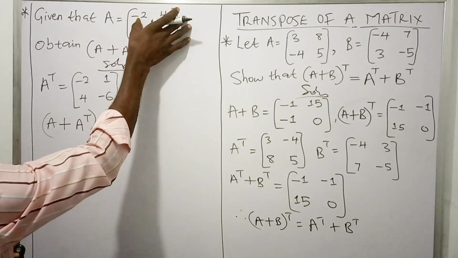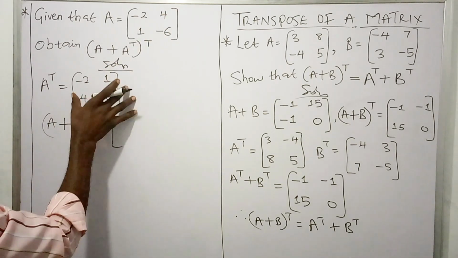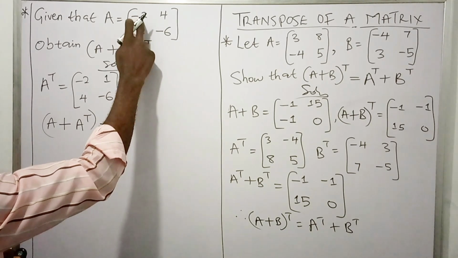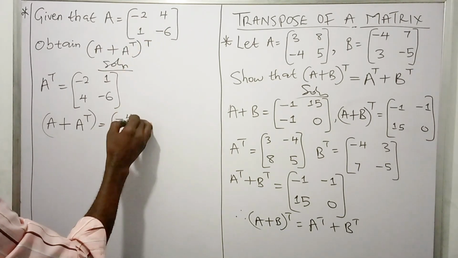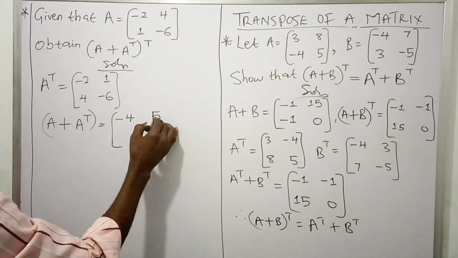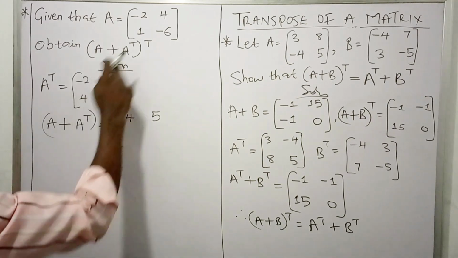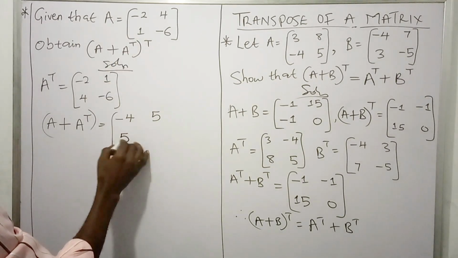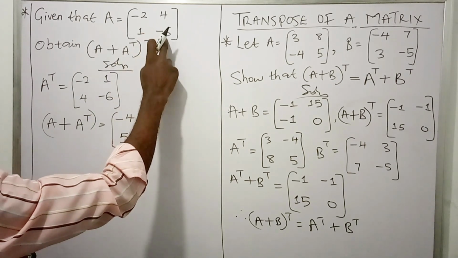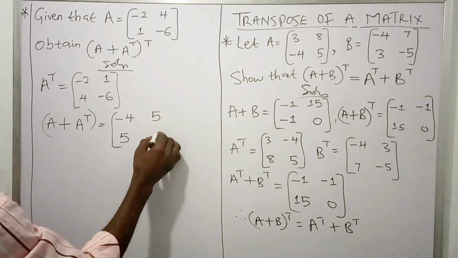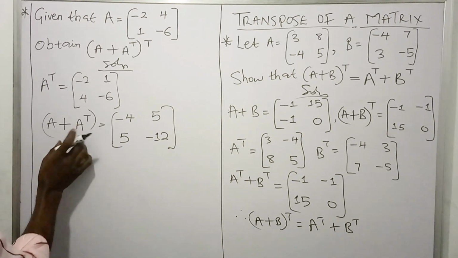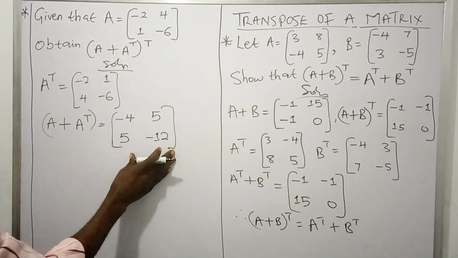A plus, that's this entry now, plus this entry. So let's resolve this first. Minus 2 plus minus 2 will give us minus 4. Then 1 plus 4 will give us 5. Then 4 plus 1 will give us 5. Then we have minus 6 plus minus 6 should give us minus 12. Now this is A plus A transpose.